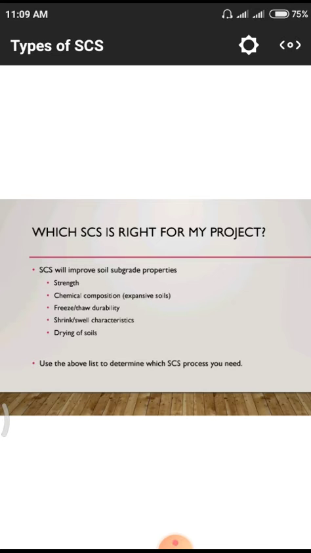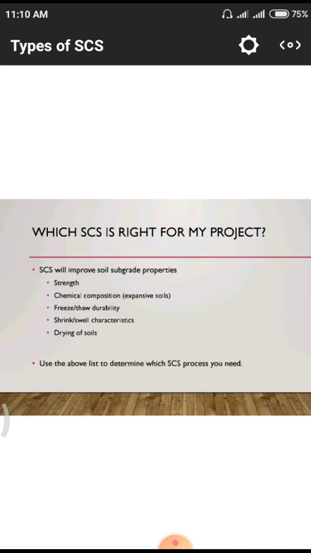Why? Because this soil cement stabilization does not have entrainment of water, so some durability properties also improve. Next one, shrinkage and swelling characteristics, which are also related to these durability properties. Why? Because if there is no water content entrainment, automatically there is no shrinkage and swelling, and drying of soils. Drying of soils will also take place if the temperature variation is very high.